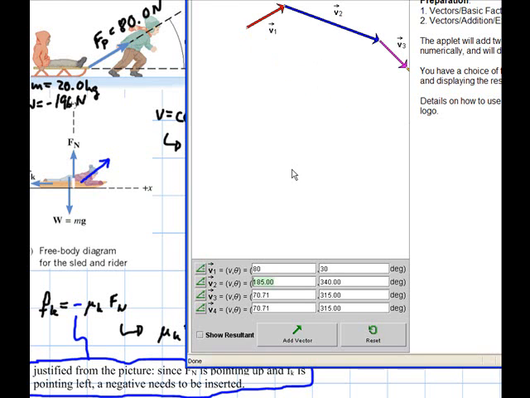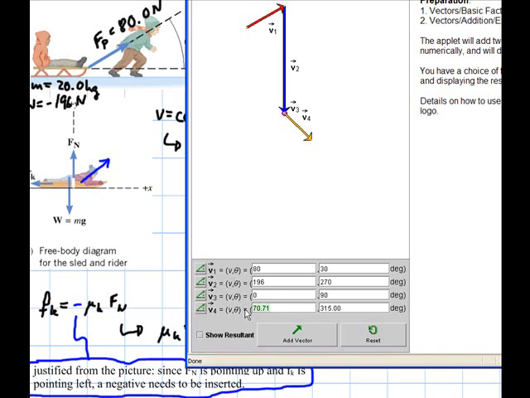Then I'm going to have 196 newtons. That's the weight, 20 times 9.80. That's 196, at an angle of 270 degrees, so it points straight down. Again, I hit enter. That's what the applet requires every time I put in new numbers. Then I'm going to put the normal force in, which at this point, in order to work the applet, I'm going to put at 0 for now, and I'll explain it in a moment, at 90 degrees. Again, I hit enter.